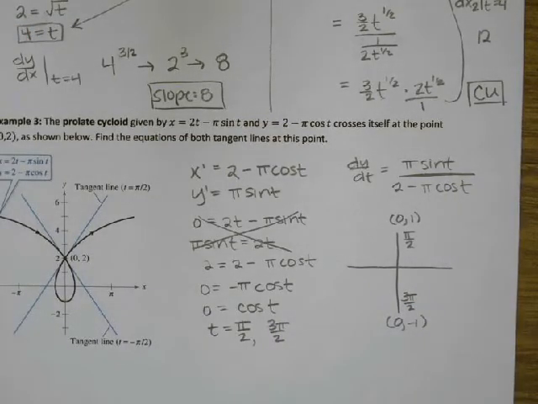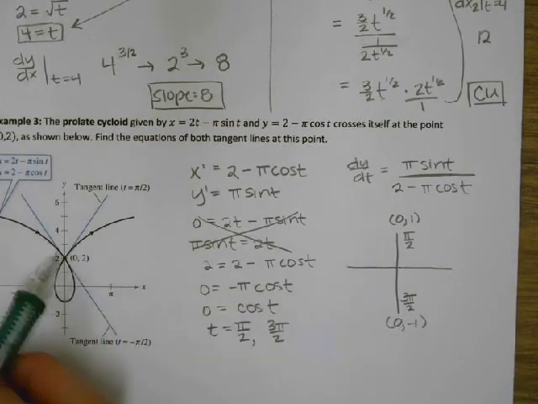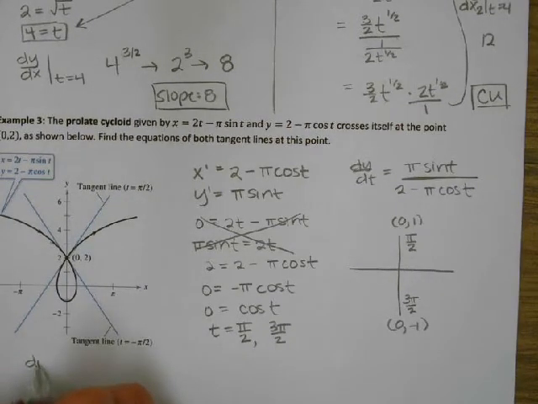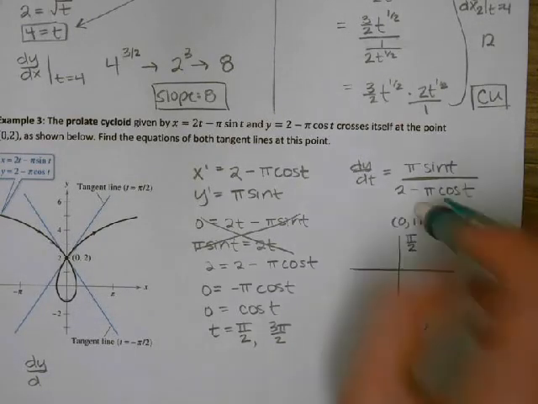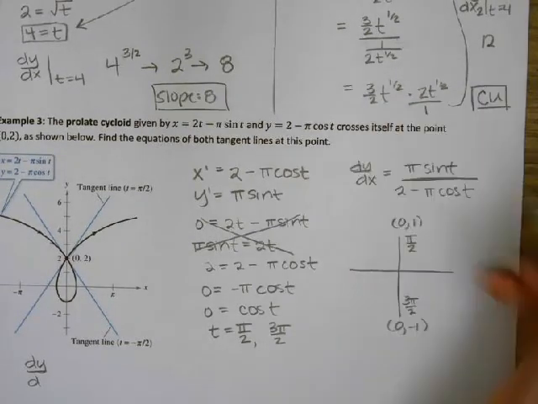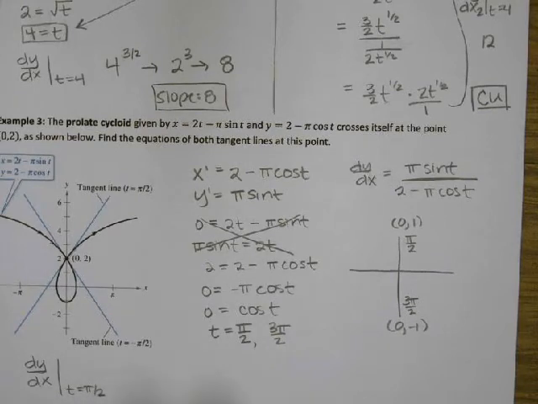So now if I want to find the slope at those specific points, so this slope right here and this slope right here, then I need to just take that derivative that I found. Oh, up here I wrote dy/dt, but I meant to write dy/dx. I'm sorry if that was confusing. So dy/dx, and I'm going to evaluate that when t equals pi halves, and when t equals 3 pi halves.